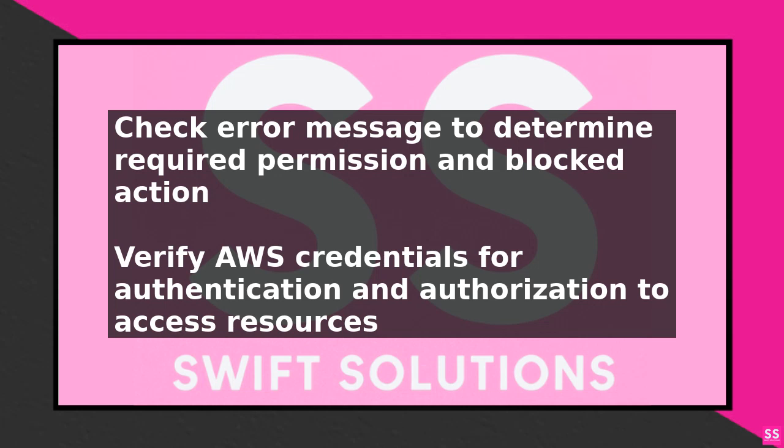The next step is to verify the AWS credentials. The Amplify CLI uses AWS credentials to authenticate and authorize access to AWS resources. Make sure that the AWS credentials are valid and have the necessary permissions to perform the desired action. You can verify the AWS credentials by checking the AWS CLI configuration files or by running the command aws sts get-caller-identity. If the AWS credentials are valid, the next step is to check the IAM policies.